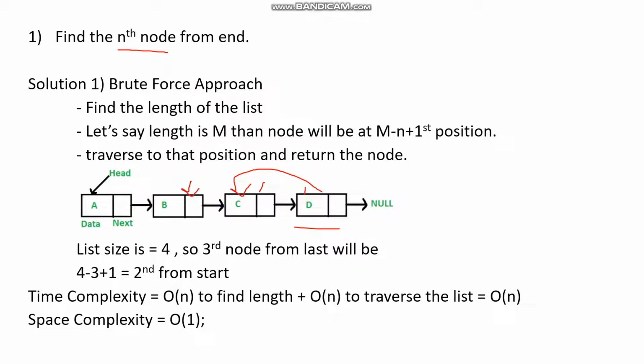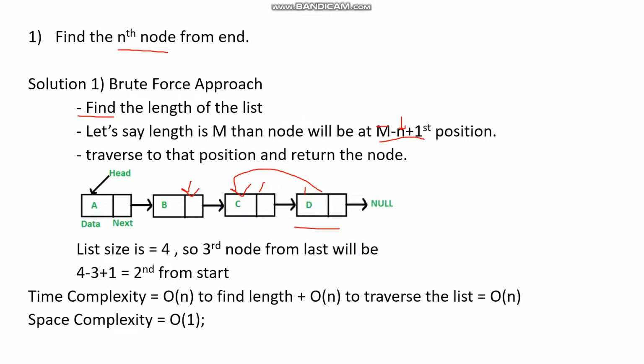There are basically three ways we will be discussing. The first way is the brute force solution. In that case, we will first find the length of the linked list, and once we find the length, we can easily find the nth node from the beginning. So this is the formula. If m is the size of the linked list and n is the position from the last that we have to find, then from the beginning that node's position will be m minus n plus 1.